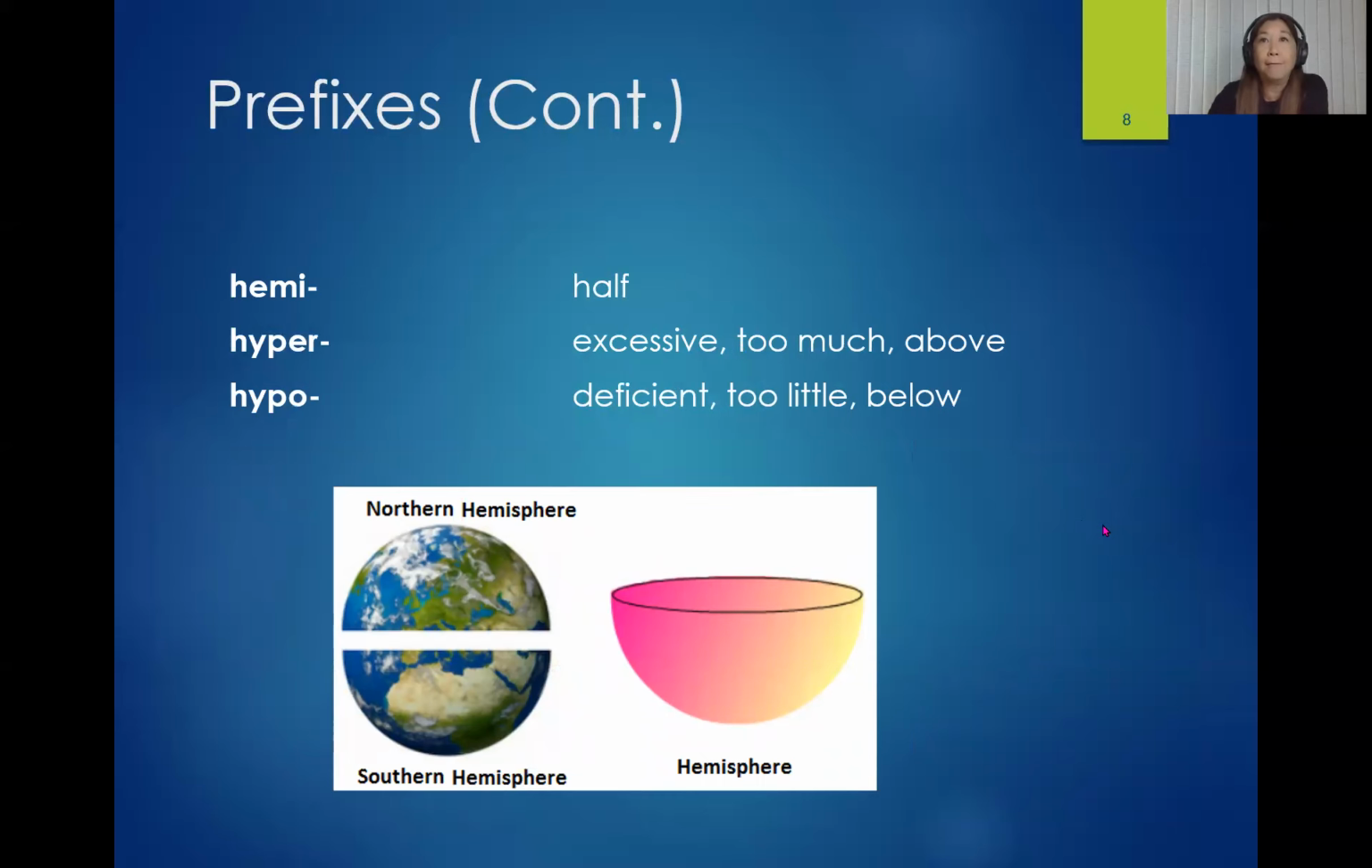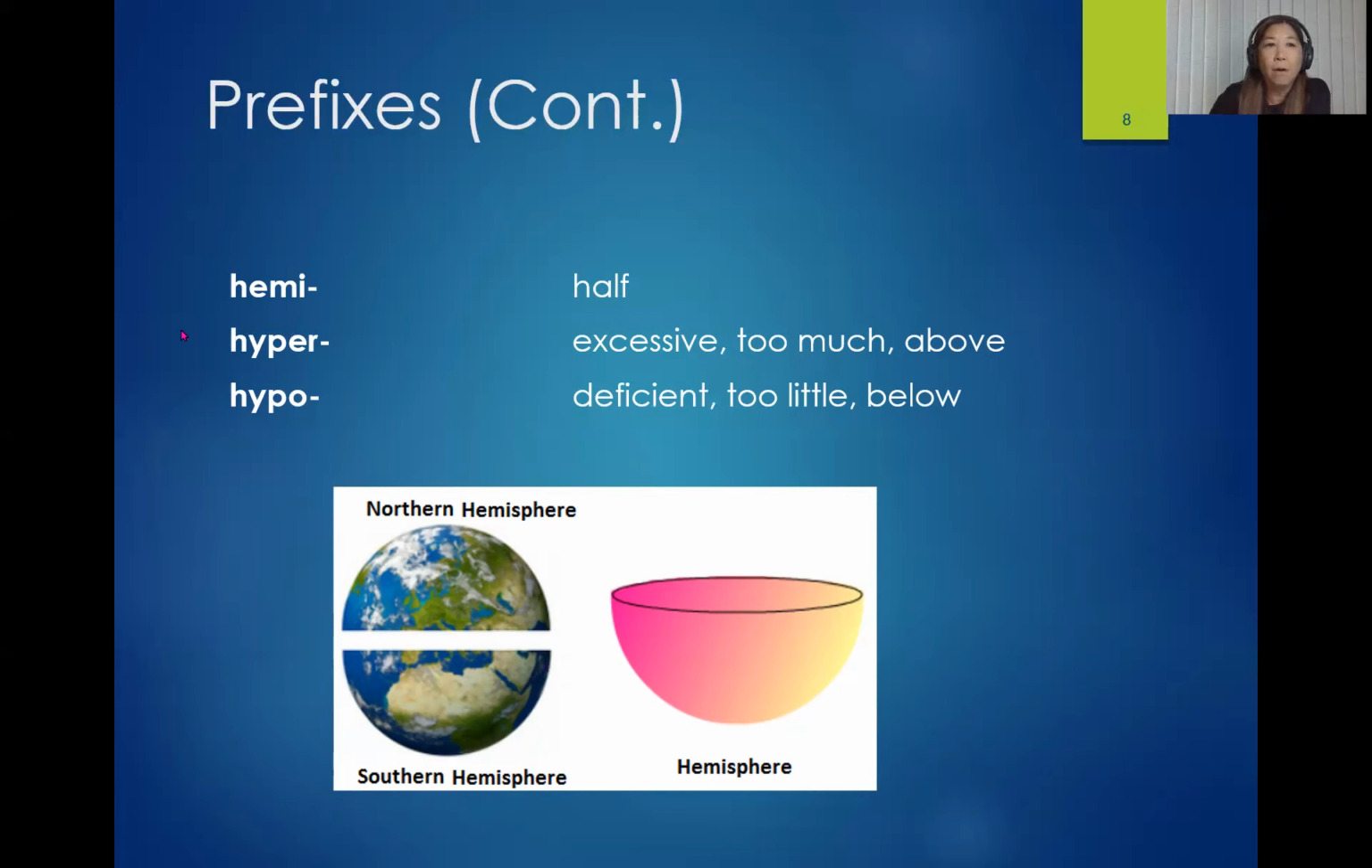Hemi means half, right? So think about the hemisphere, right? So there's a northern and a southern hemisphere, right? So it's half of the world. Hemiplegia means paralysis on one side of the body.